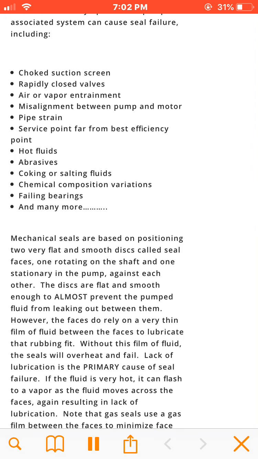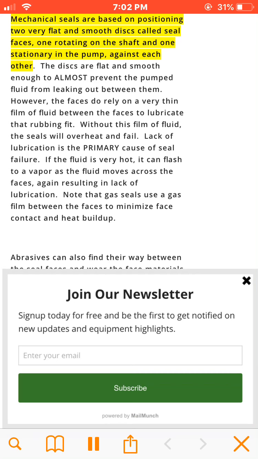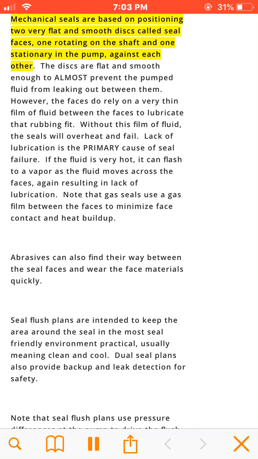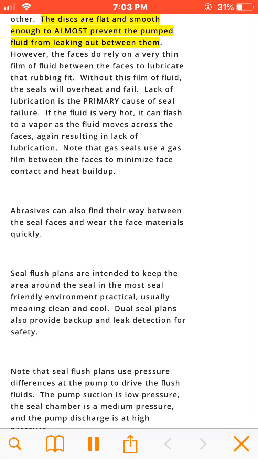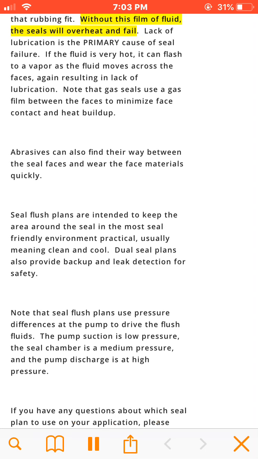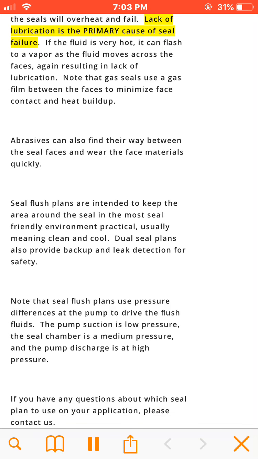Mechanical seals are based on positioning two very flat and smooth discs called seal faces, one rotating on the shaft and one stationary in the pump, against each other. The discs are flat and smooth enough to almost prevent the pumped fluid from leaking out between them. However, the faces do rely on a very thin film of fluid between the faces to lubricate that rubbing fit. Without this film of fluid, the seals will overheat and fail. Lack of lubrication is the primary cause of seal failure.